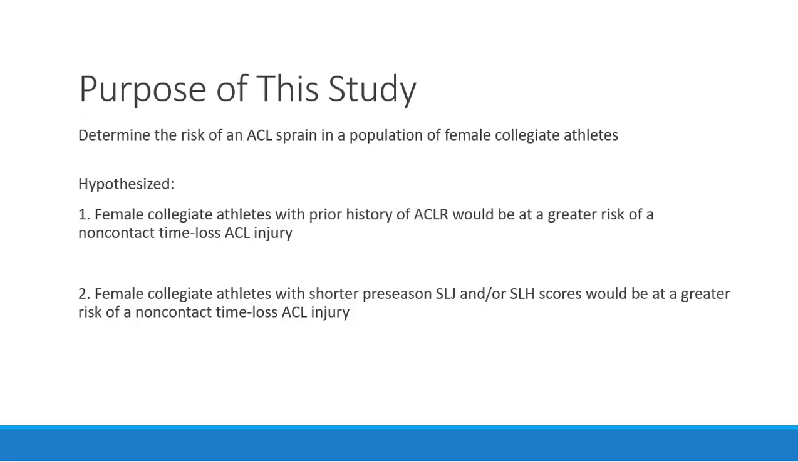So the purpose of the study is to determine the risk of ACL sprain in a population of female collegiate athletes. We're hypothesizing that female collegiate athletes with prior history of ACLR would be at a greater risk of non-contact time loss ACL injury. We're also hypothesizing that female collegiate athletes with shorter preseason standing long jump and/or single leg hop scores would also be at a greater risk of a non-contact time loss ACL injury.